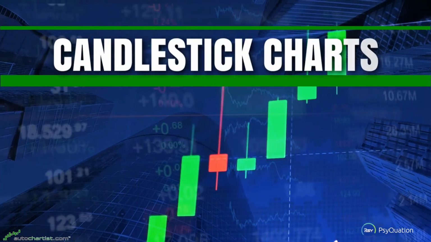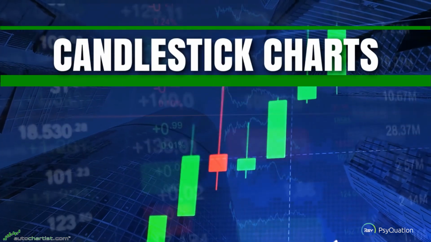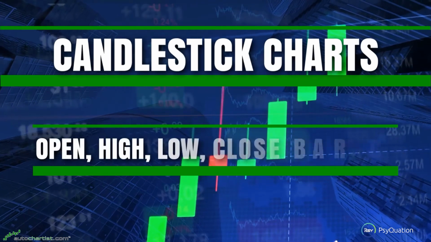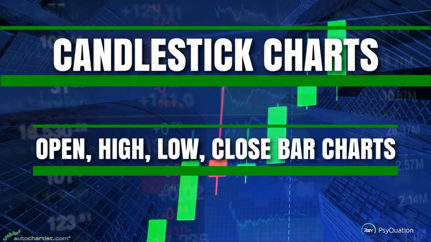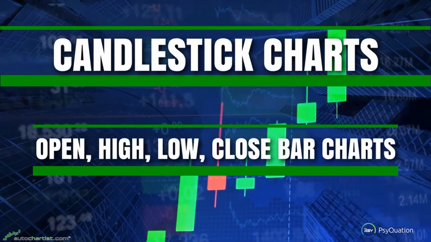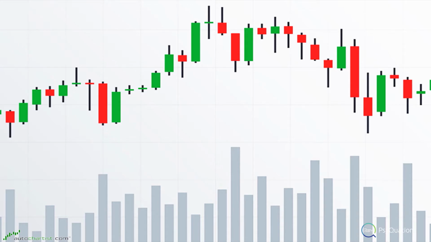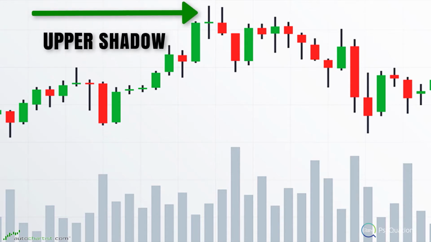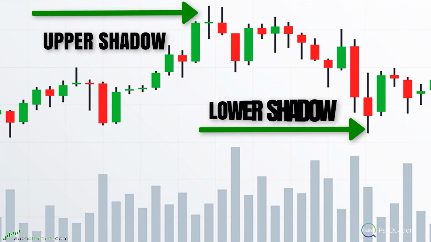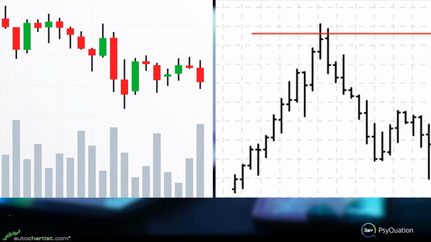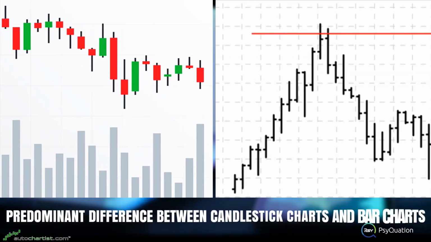Candlestick charts. Candlestick charts show the same information as bar charts. They also show the open, high, low, close, but they just look better. Also known as the wicks on various charts, the top line is called the upper shadow and the bottom line is called the lower shadow. How the opening and closing prices are portrayed is the predominant difference between candlestick charts and bar charts.